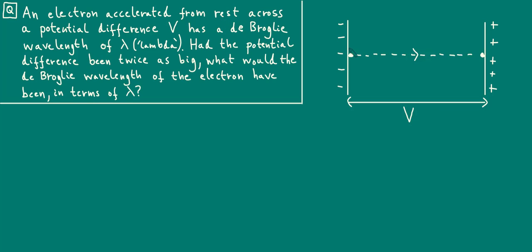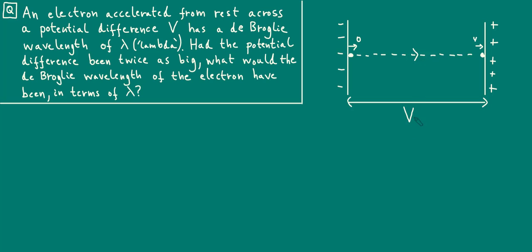So let's add this in to our diagram here. And let's also add in a final speed of v when the electron makes it over to the right hand side. So even though the question hasn't told us anything about a final speed, there's nothing stopping us from drawing it in.